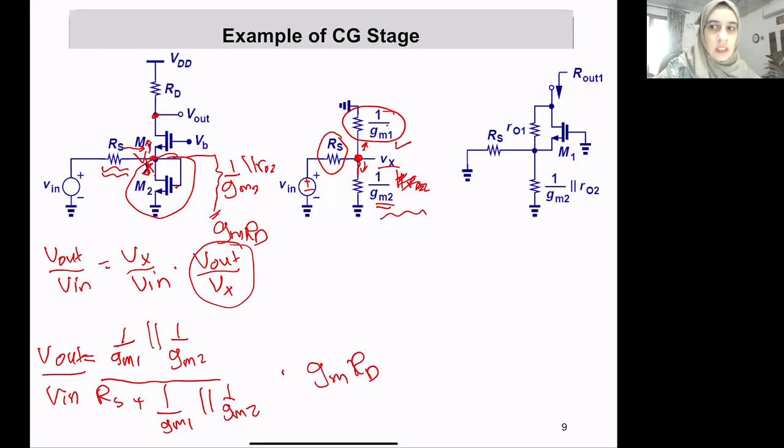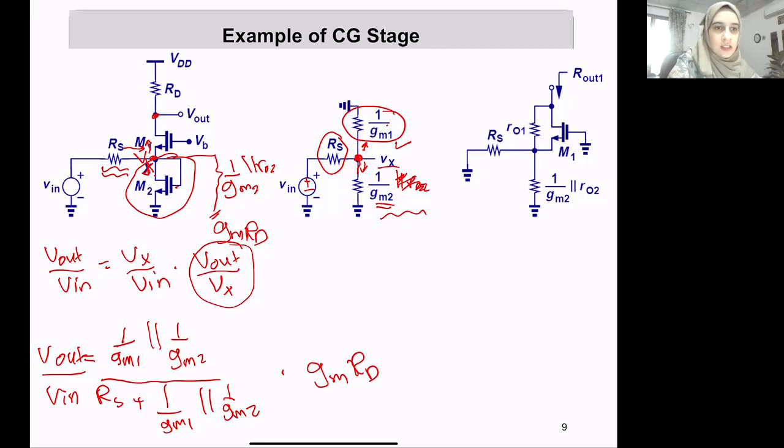Okay. Now I think it will come further more. Yes. Any question? And can you repeat again how we get V out over Vx? Okay, I'll go through it again. I didn't get which part you're asking about.